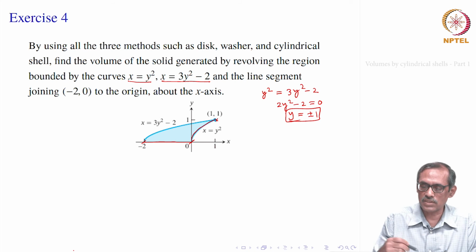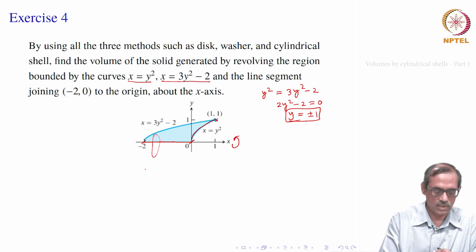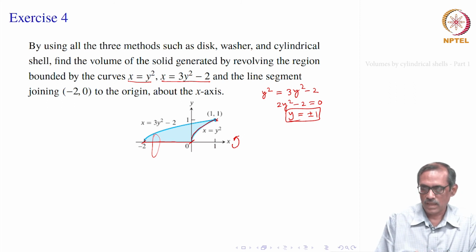Now, this region is revolved about the x axis. Then you can use the disk method, because one side of the region is bordered by the axis of revolution. So, it will be a disk of this type. Let us use the disk method first.